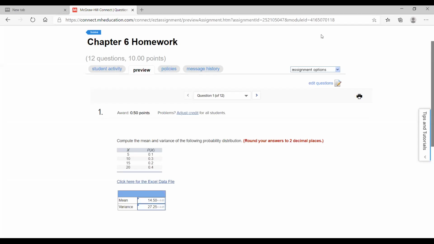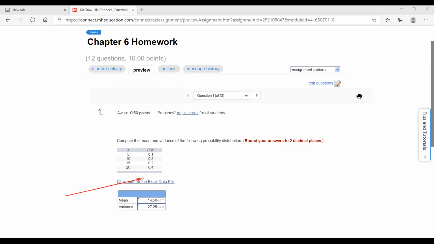All right, let's take a look at the Chapter 6 homework. This is problem number 1. In this particular problem, they want you to calculate the mean and the variance. Again, these are discrete probabilities. They give you X outcomes, which are finite, so you get 5, 10, 15, or 20. And then this P of X means the probability of each outcome. They give those to you.